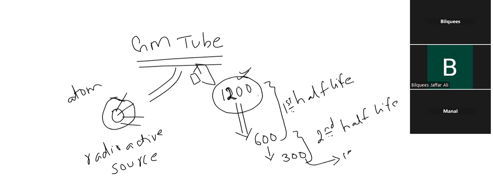Then 300's half is 150. So that will be its third half-life, and then 75's half will be in decimals. So we will stop over here.